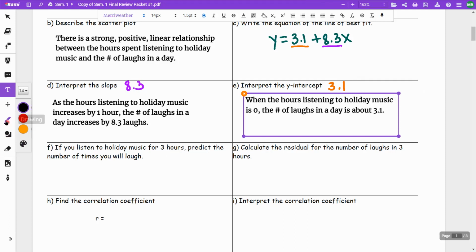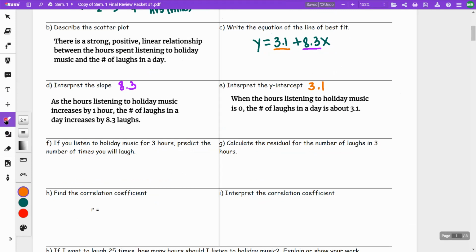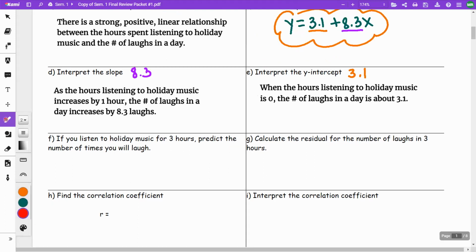Now on letter F, it says here, if you listen to holiday music for 3 hours, predict the number of times you will laugh. So I'm going to be using my equation. Okay, my equation. And I'm going to be putting the 3 hours in for my x. So I'm going to go y is equal to 3.1 plus 8.3 times 3. I'm going to put that into my calculator. And I am going to see what we get. So let me just grab my calculator.